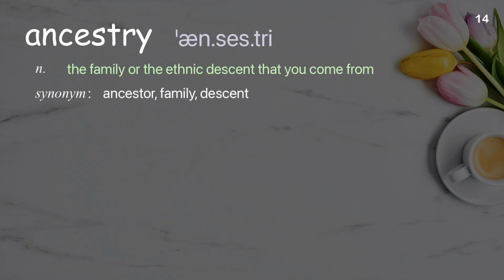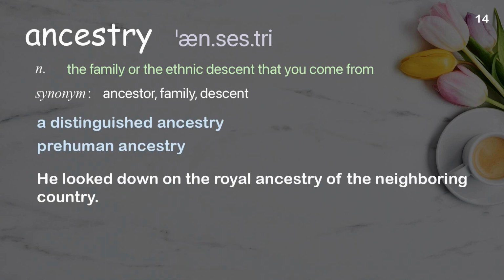Ancestry. The family or the ethnic descent that you come from. Examples: A distinguished ancestry. Pre-human ancestry. He looked down on the royal ancestry of the neighboring country.